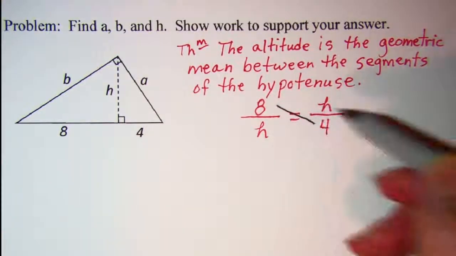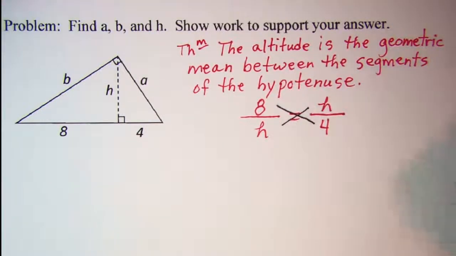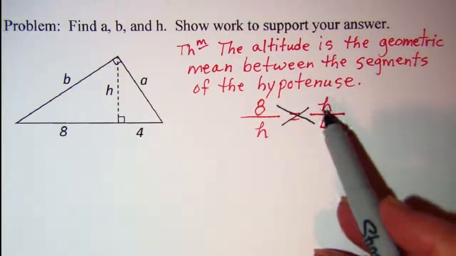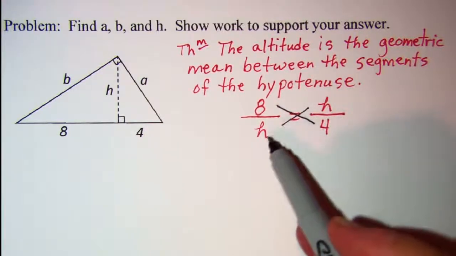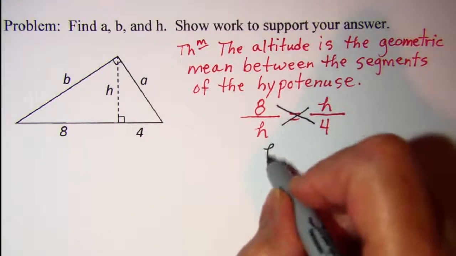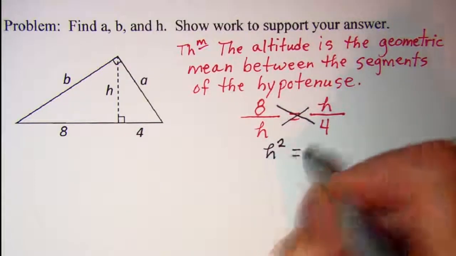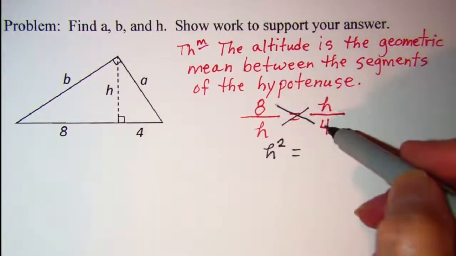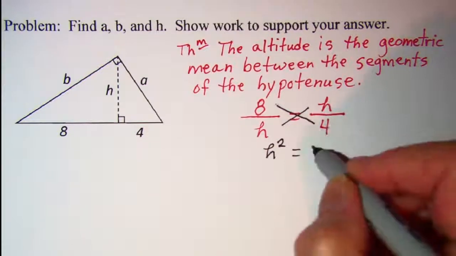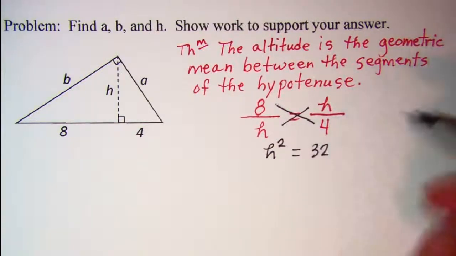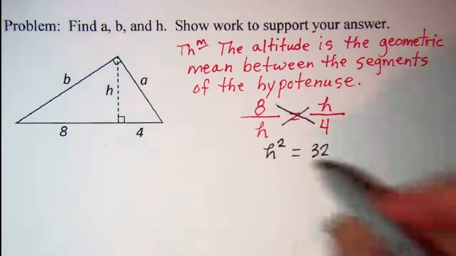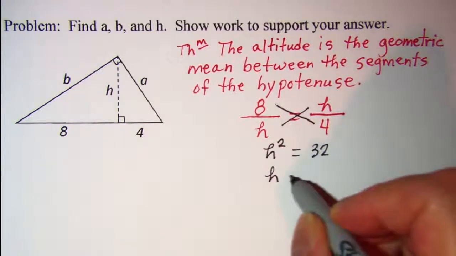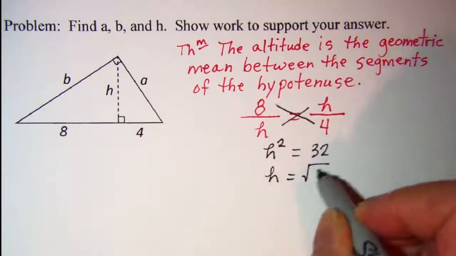We can do cross products to solve this proportion. We see that h times h is h squared, and then 8 times 4 is 32. So if we square root both sides, we get h is equal to the square root of 32.